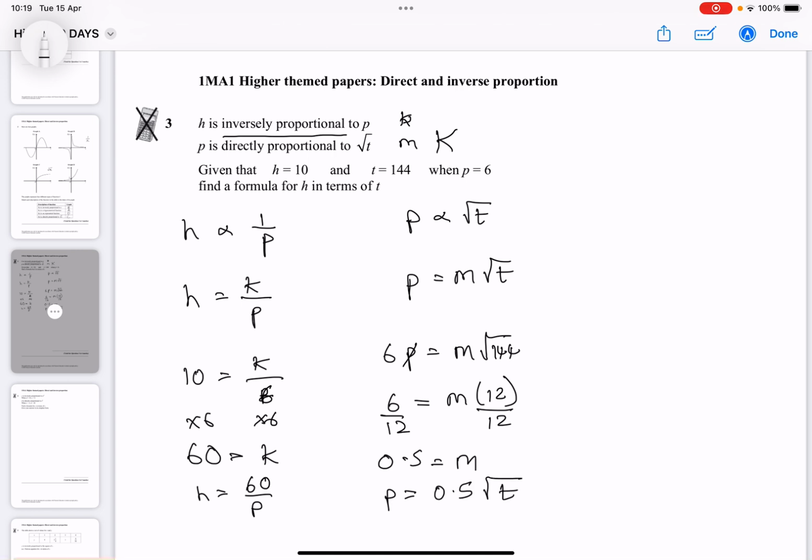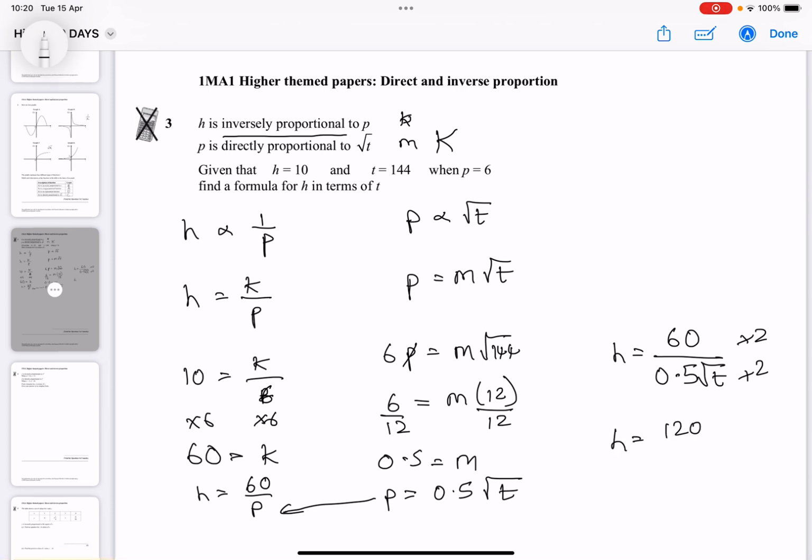What I've now got to do is substitute that into that because it wants h in terms of t. So h equals 60 over 0.5 square root t. Now, that looks okay, however, nobody likes this 0.5. So to get rid of the 0.5, I just times by 2 top and bottom. It's an equivalent fraction, and h equals 120 over the square root of t, and that is it. Great.